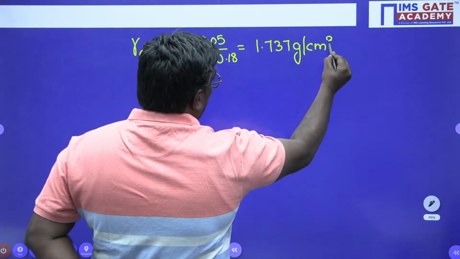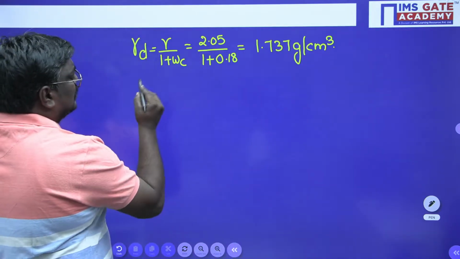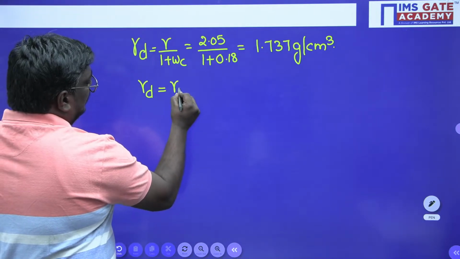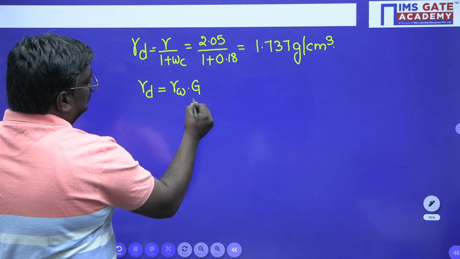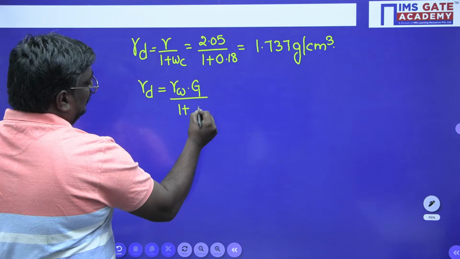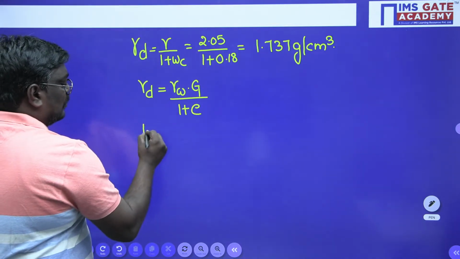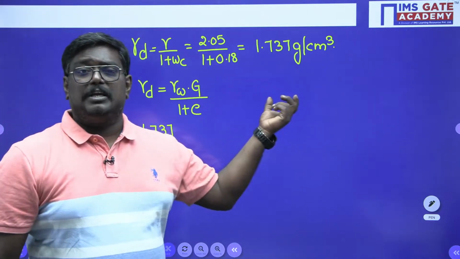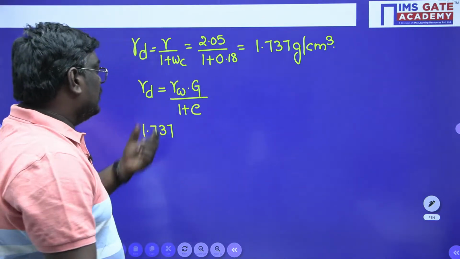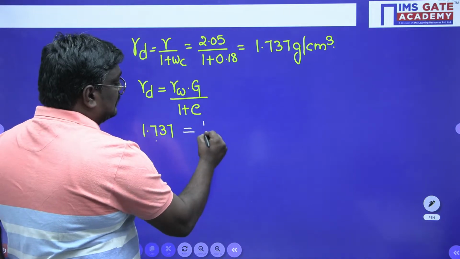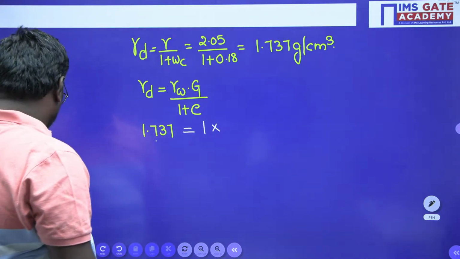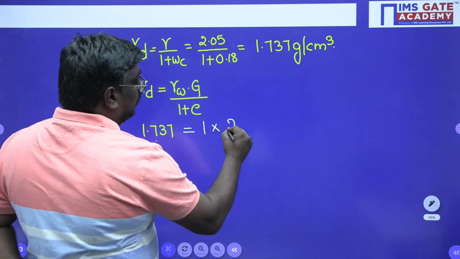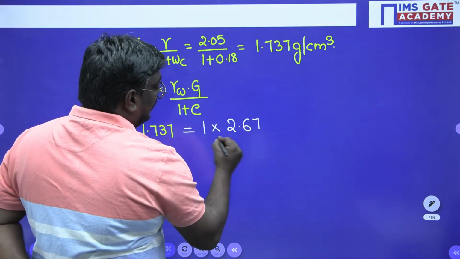So see, students, when I write here, you know gamma D is equal to gamma W into G upon 1 plus e. So what is the value of gamma D? It is 1.737 gram per centimeter cube. In case of dry density, gamma W will also be 1 gram per cc. And the value of specific gravity they have given is 2.67, divided by 1 plus e.